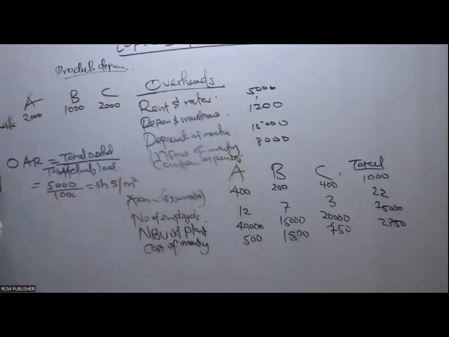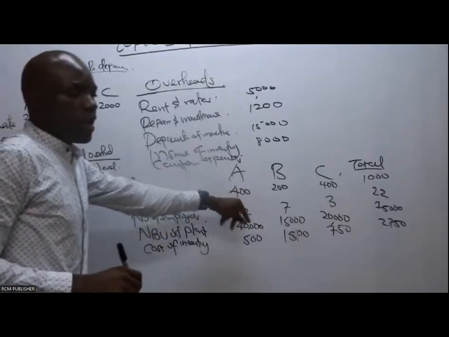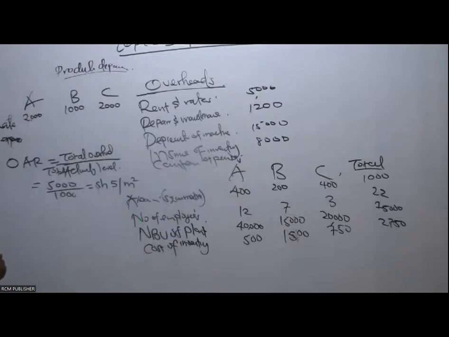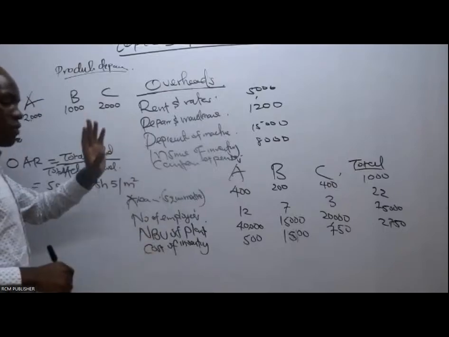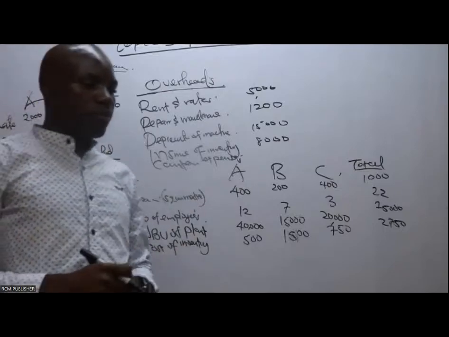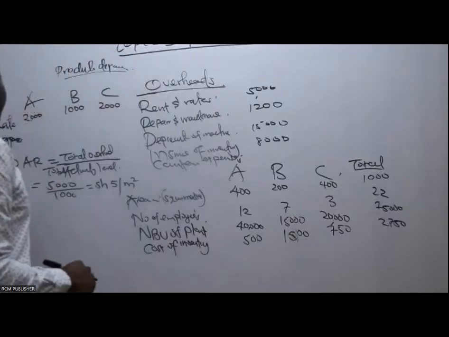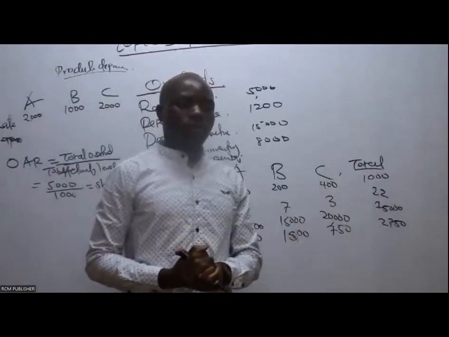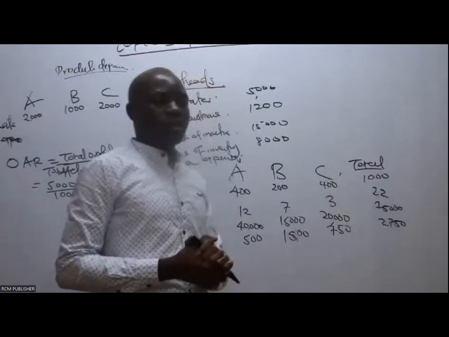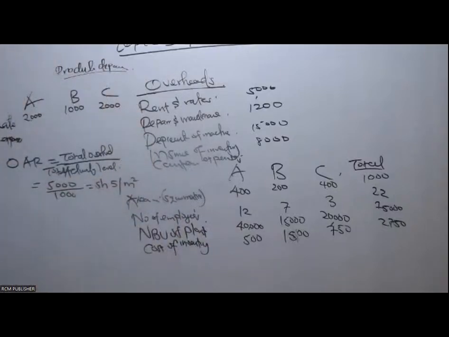When I come to canteen expenses, of course, here they don't tell you, but you have to know the best cost driver. Which one am I going to use to allocate the canteen expenses? Is it the area, number of employees, net book value of plant, or cost of inventory? Which one will be the best allocation basis for canteen expenses? It is the number of employees.